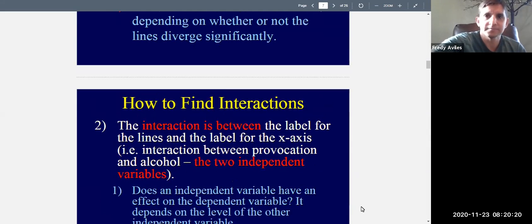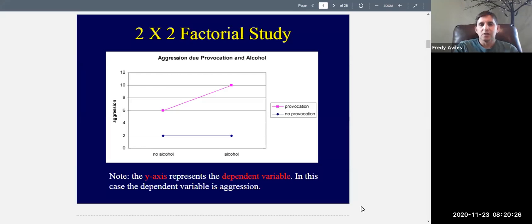Let me explain that with the graph over here. Does alcohol increase aggression? You can see for the pink line, when you're looking at the pink dot on the left, no alcohol, you can see where the average is up there, it's 6. And when you look at alcohol for the pink line, it's way up there. So in that case, for the pink line, alcohol increased aggression. And remember, the pink line is provocation. So alcohol increased aggression for those that were provoked. But if you look at no provocation, the blue line, when you have no alcohol, the average there is 2, that's the dot there.